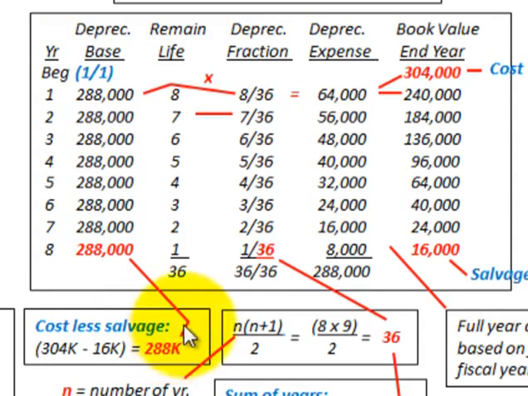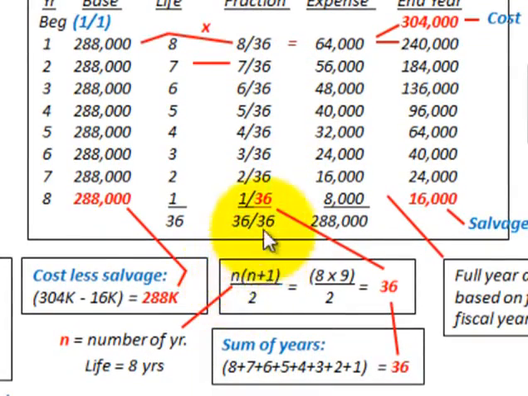Now the next thing we have to do is determine this depreciation fraction, which is what we're going to multiply times our depreciation base to determine our depreciation expense. What we first have to do is determine the sum of the years. This is why we call it the sum of the years method. That is the total sum of the years that we have to add up for our total life. So we start at 8 years, 7 years, 6 years, and sum those up. Our total sum of the years for our life of depreciation happens to be 36.